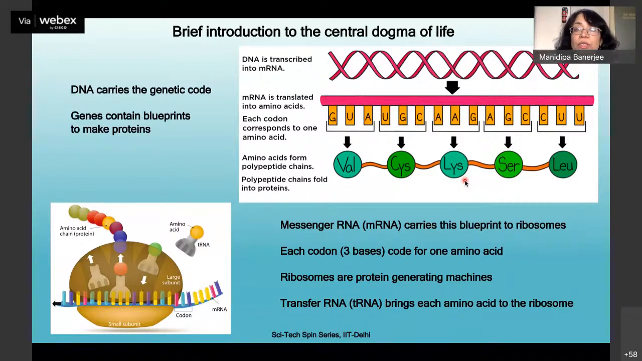And according to the type of amino acids that make up a protein, the protein will fold in a certain way. And its function will be a specific function.